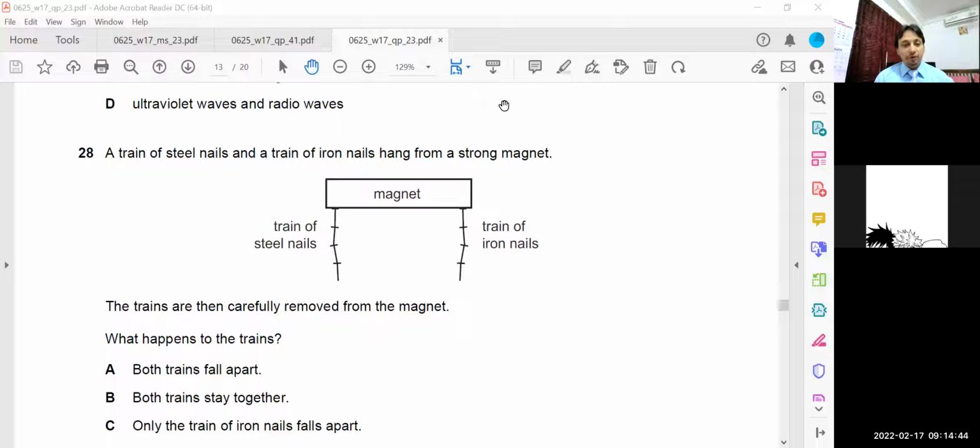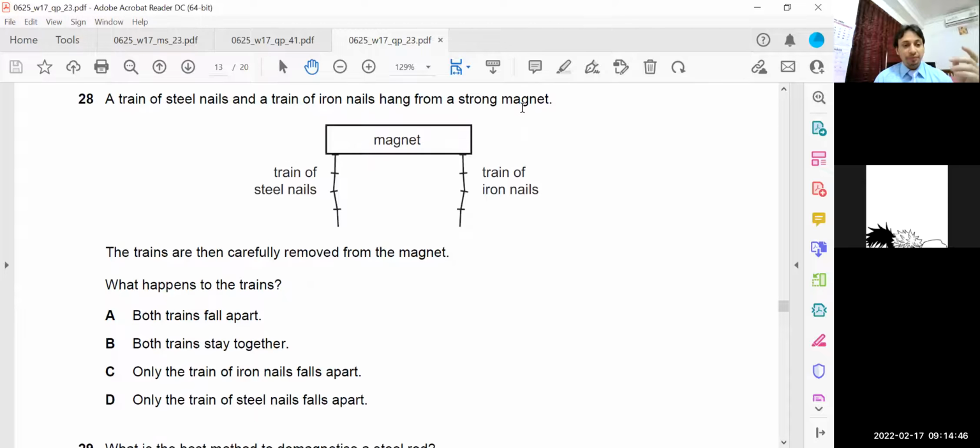What happens to the trains when they are carefully removed from the magnet? Both trains stay together? No, because iron will lose its magnetism immediately, and then these nails will fall down. Only the train of iron nails falls apart. Only the train of steel nails falls? No, D cannot be possible. Both trains fall apart? No. A is wrong. Both trains stay together? That's wrong. C, I'm getting C.